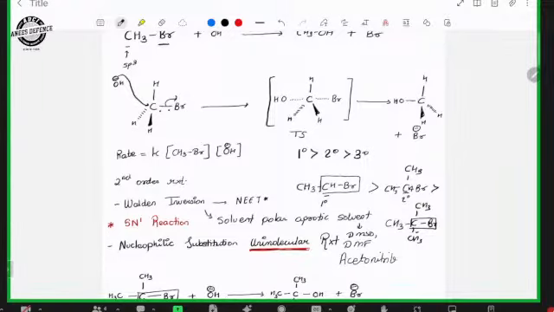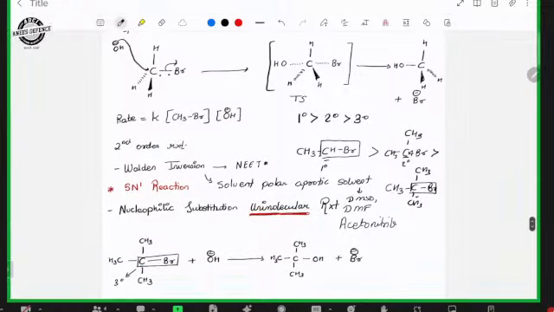What do you mean by polar? Polar means when there is charge separation between two atoms. An aprotic solvent is nothing but a compound which does not have a hydrogen atom bonded to oxygen. Like if hydrogen is not bonded to oxygen, that comes under an aprotic solvent. So you just have to keep these four things in mind.